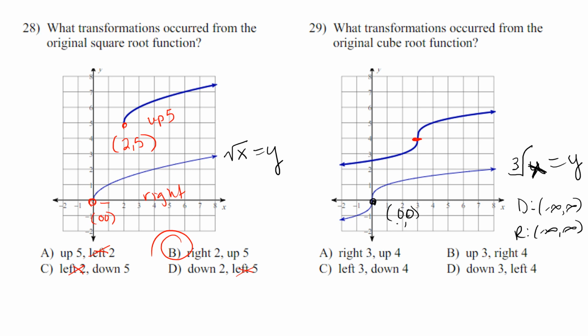So to get from 0, 0 to this point of 3, 4, we have to travel to the right 3 and up 4. So right 3, up 4. Cool. Answer choice A. Awesome. We're almost done. 2 more.